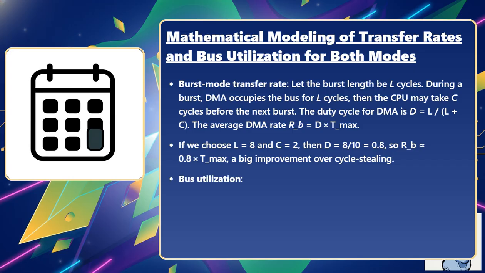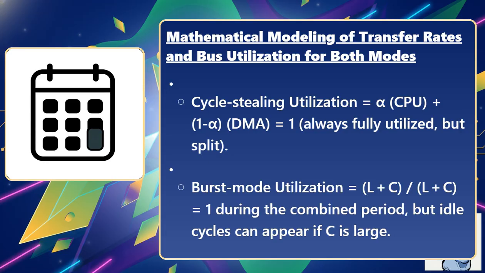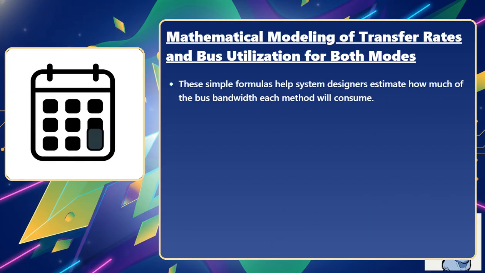Bus utilization. Cycle stealing utilization equals alpha (CPU) plus (1 minus alpha) (DMA), equals 1. Always fully utilized but split. Burst mode utilization equals (L plus C) divided by (L plus C), equals 1 during the combined period, but idle cycles can appear if C is large. These simple formulas help system designers estimate how much of the bus bandwidth each method will consume.